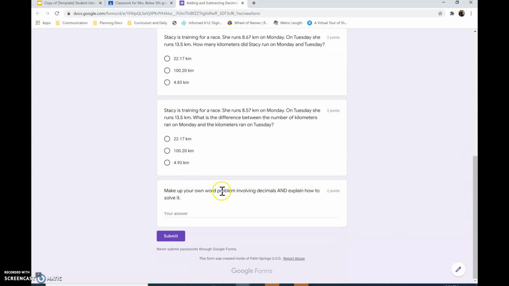And then the last one, so you're going to make up your own word problem involving decimals and explain how to solve it. So this one, when you turn it in, when you hit submit, it will actually tell you you got that one wrong. It will tell you that. That's because anytime you actually type an answer, I have to go in and hand score it. So I will come in and fix your grade on that, okay? All right.